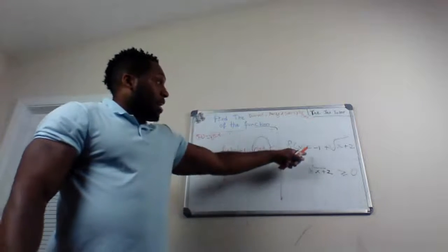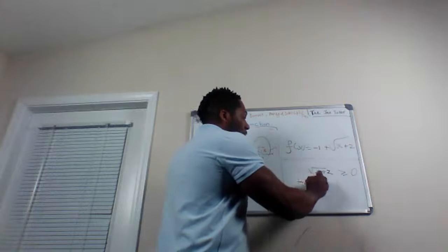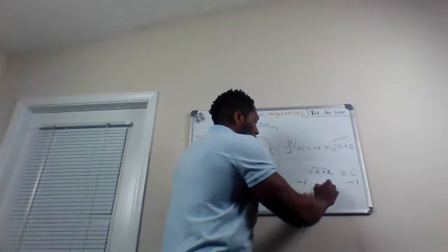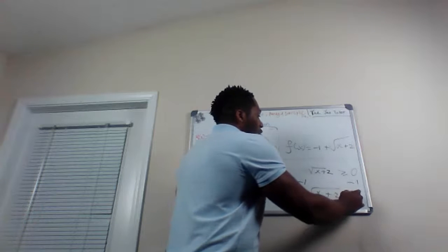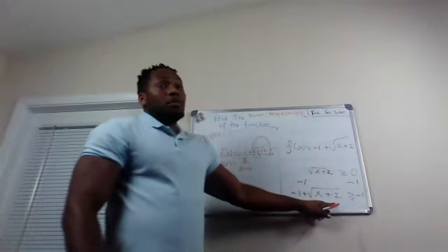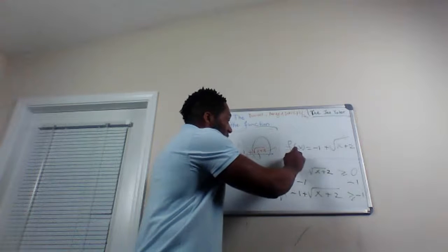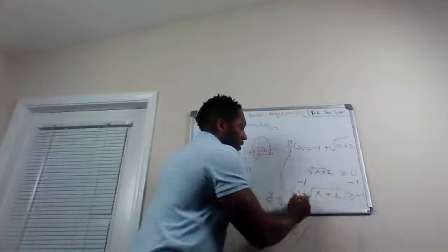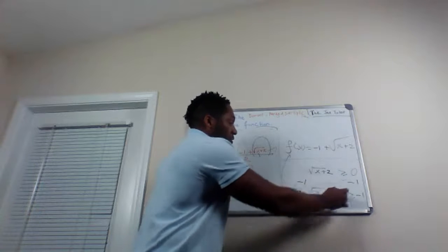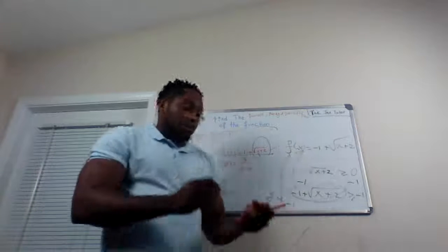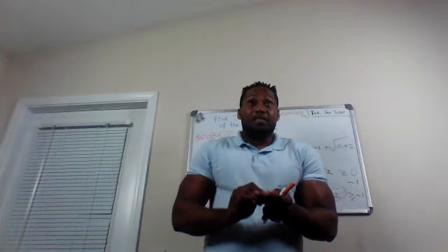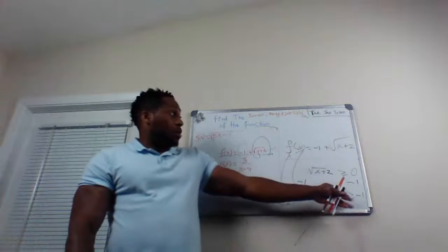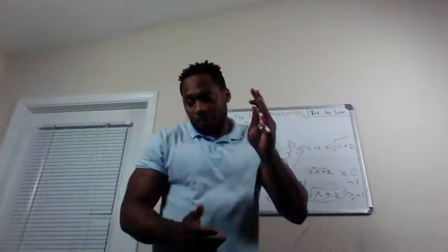Now, what happens if I add -1 to both sides? -1 on here, -1 on here. So that means -1 plus the square root of x plus 2 is greater than or equal to -1. What does that mean? That means f of x, or y, is greater than or equal to -1, because everything right here is f of x. So the possible outputs for this function are everything that's greater than or equal to -1.